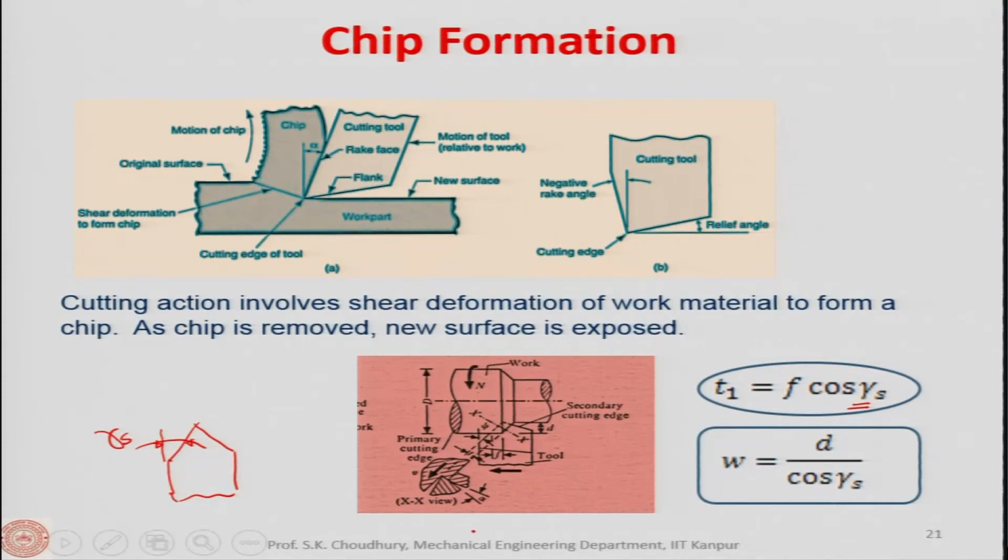Similarly, the width of cut is actually from here to here. All right. So, this is the width of cut, and this width of cut can be found out from the bigger triangle from here. I am just writing this triangle. From this triangle, if you see, the W from here to here, this is the width of cut, it is equal to the depth of cut, because depth of cut will be this value, all right, divided by cos of the gamma s. Gamma s is the side cutting edge angle. So, this is the side cutting edge angle.